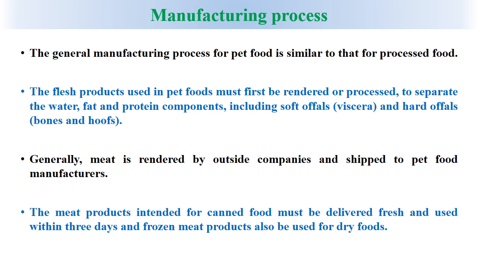Generally, meat is rendered by separate companies and they supply these ingredients to the pet food manufacturers. The meat products intended for canned food must be delivered fresh and used within 3 days, and frozen meat products can also be used for dry food. So when we are going to make pet foods by canning, we need to use raw or fresh meat origin ingredients, and if they are at a low temperature they should be used within 2-3 days, otherwise they should be in a frozen condition, both for canning or dry foods.